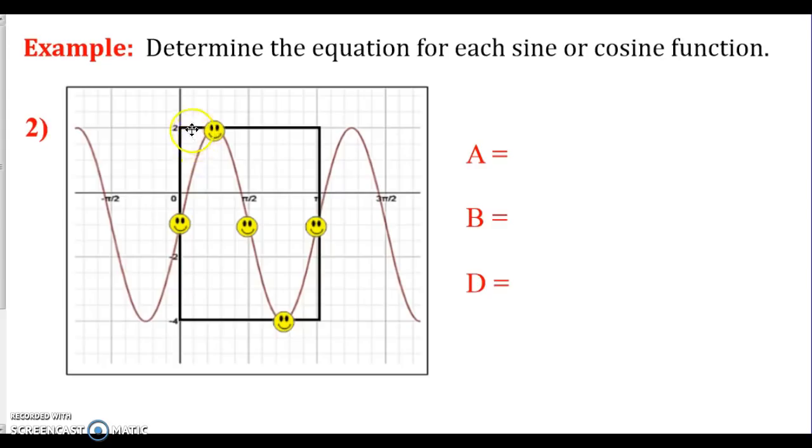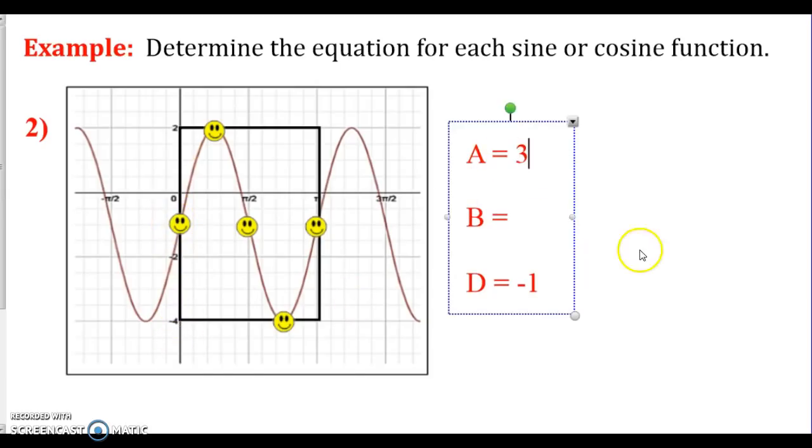And if I really wanted to, I could prove that, right? Because halfway between +2 and -4 would be at -1. So I have a d value here, give me -1. My a value, the a value is from the midline, how far up do I go? So if I go from -1 all the way up to 2, or from -1 all the way down to -4, I've traveled 3 steps. So my amplitude here is 3.